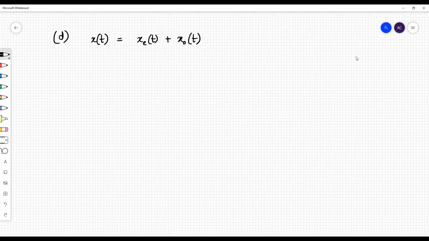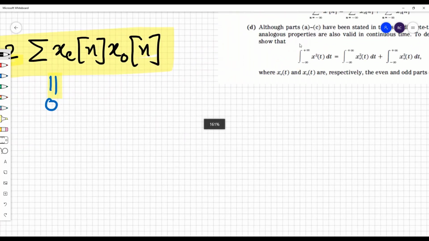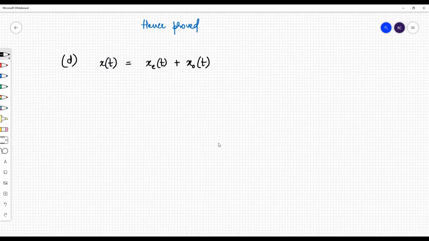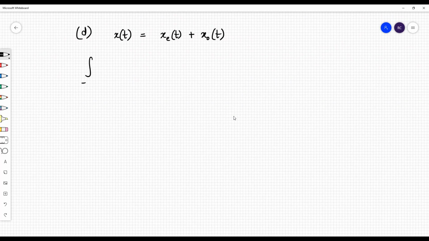So the question says that we need to do the same summation, but in terms of integration. So integration from minus infinity to plus infinity of x square t dt. This is what we need to find, right? And we have to show that this is actually integration of xe(t) square dt plus xo(t) square dt. So let's plug in the value of x(t) here, xe(t).